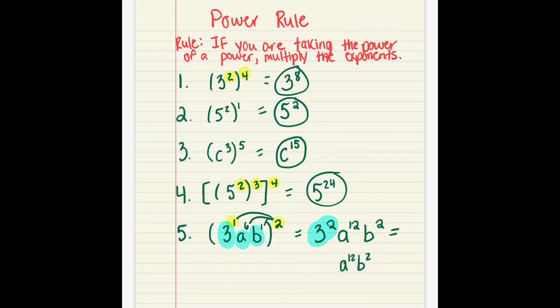So what we're going to do in our calculator is find out what 3 squared is. So you want to type in 3 caret key 2. I'm going to write that off to the side there. And most of us probably know this already, but it's 9. So you could get either of these two answers, either 3 squared a to the 12th b to the second, or 9 a to the 12th b to the second. Either are acceptable answers.